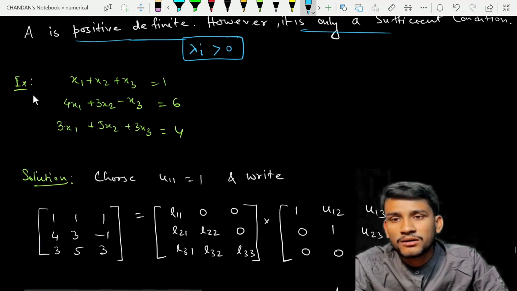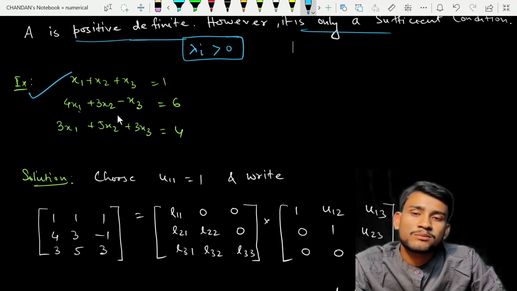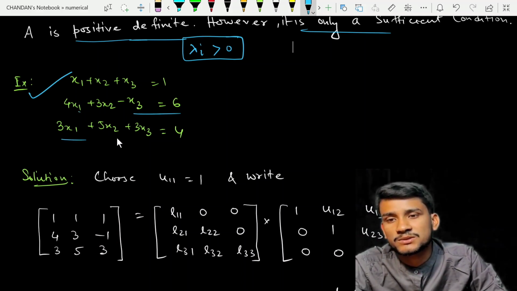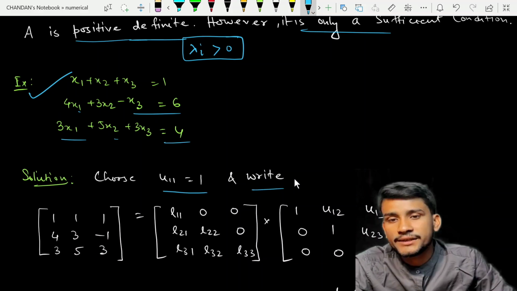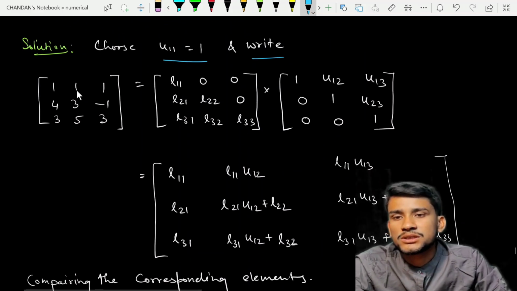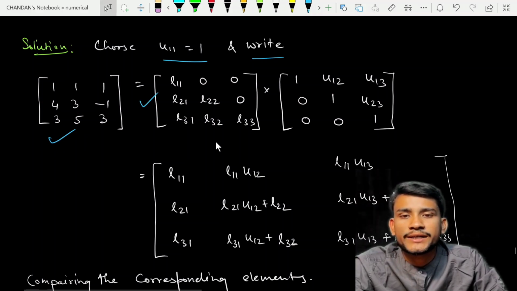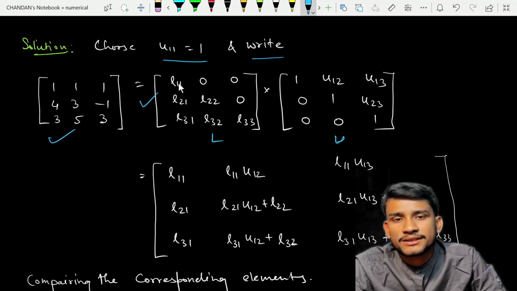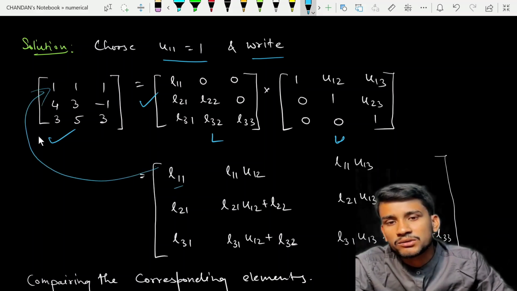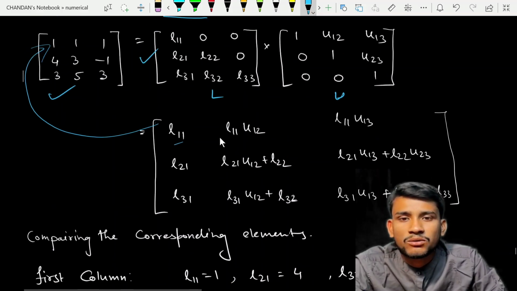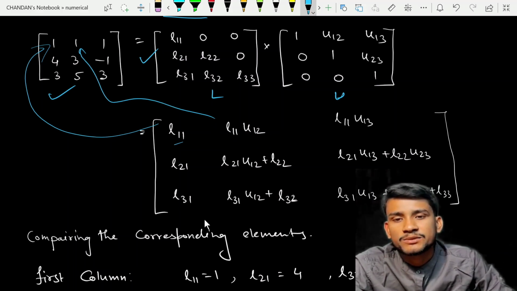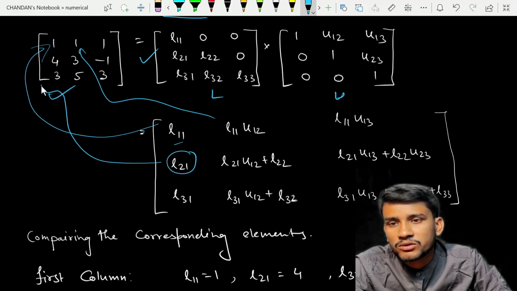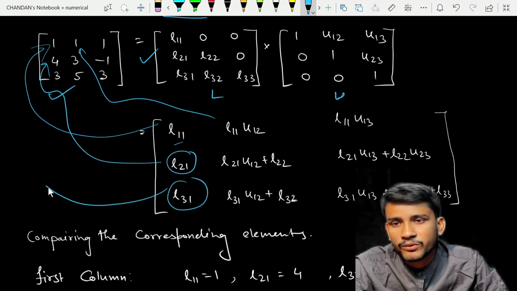Now let us take an example: x1 plus x2 plus x3 equal to 1, 4x1 plus 3x2 minus x3 is equal to 6, and 3x1 plus 5x2 plus x3 is equal to 4. Now choose u11 equal to 1. The coefficient matrix is equal to L into U. Now L11 into 1, so comparing, we get L11 equal to 1. Then L11 into U12 is equal to 1. Comparing, we get L21 equal to 4 and L31 equal to 3.